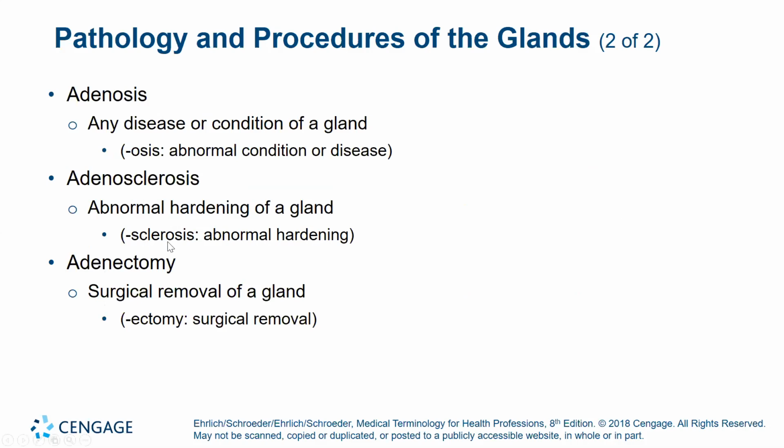Adenosclerosis, looking at the term, sclerosis is abnormal hardening, and this would be of a gland. Adenectomy, ectomy is surgical removal. So it'd be surgical removal of a gland. Here's your aden. You'd analyze this term between the N and the E.